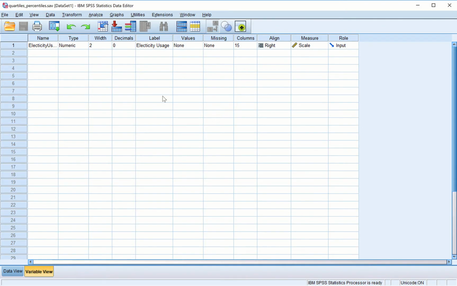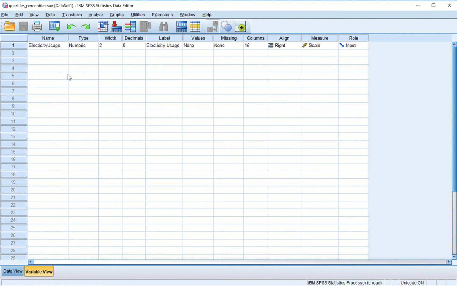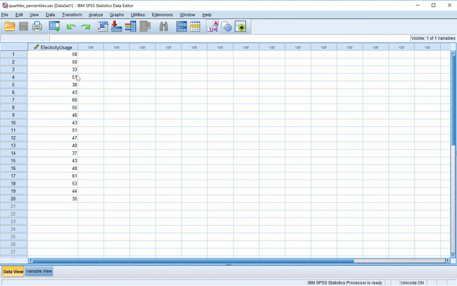I have this data file open, quartiles underscore percentiles .sav, and we are in the variable view of this data file. We have this variable named electricity usage in some sort of units, and it is a numeric variable with scale measure. Let us go to the data view, where electricity usage is given, and first of all we will start with calculation of quartiles.